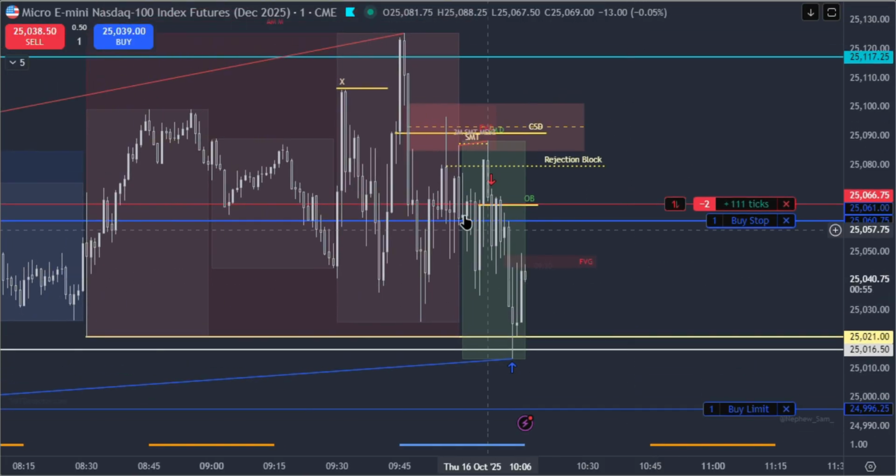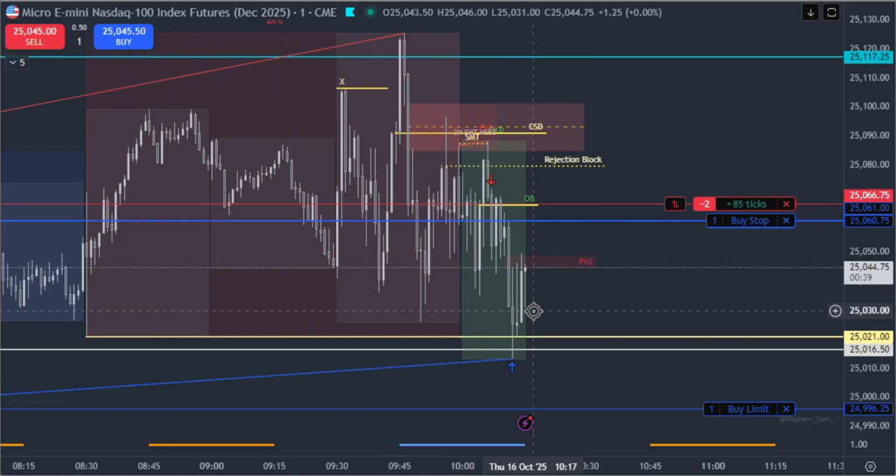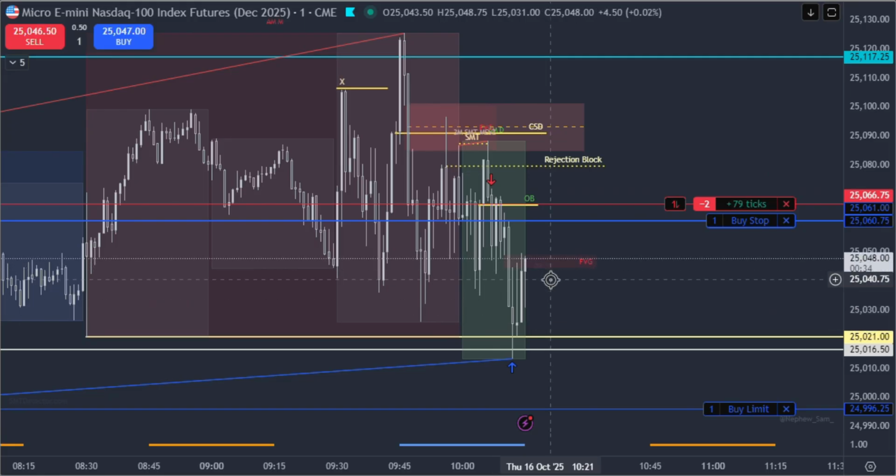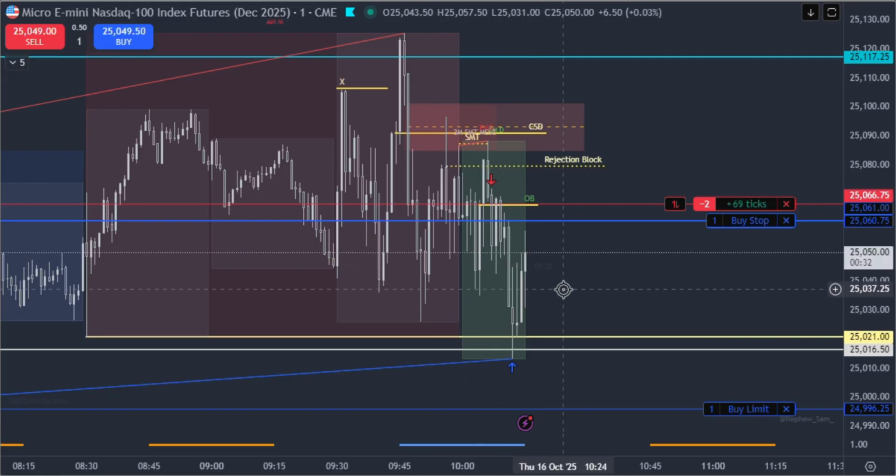Notice how I'm highlighting every PDA right here. Whenever you have CSD, whenever you have a market structure shift, your SMT, your rejection blocks, even if you didn't put a trade, if you're looking at this live in your own charts, practice not pushing the button. That's a really good habit.